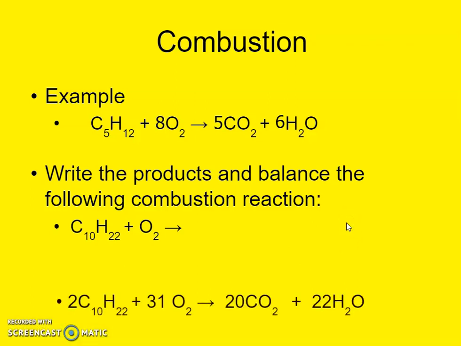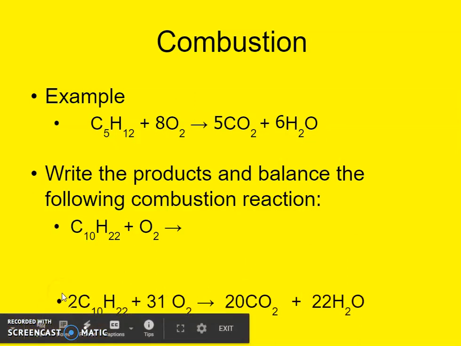All right, how did you do? So I said this was a tricky one. You should have gotten 2C10H22 plus 31O2 yields 20CO2 plus 22H2O. If you figured that one out, then you are good with your balancing. And if you didn't, don't worry. As I said, this is one of the tougher ones. But it just takes a little bit of playing with the puzzle to make the pieces fit.